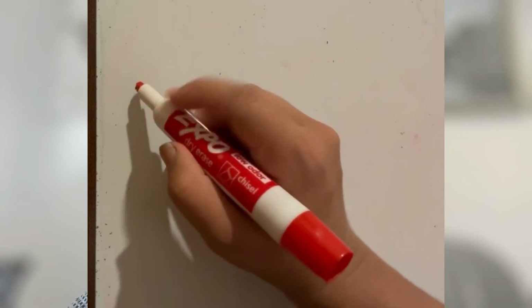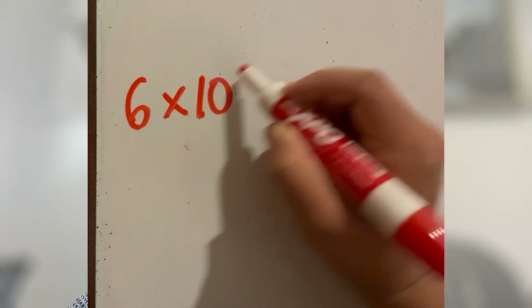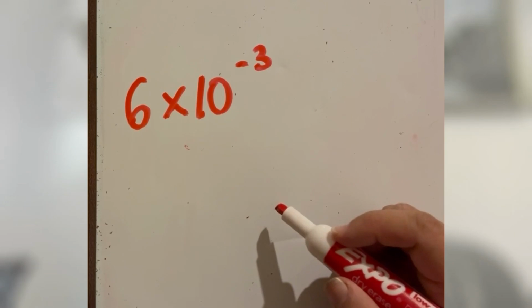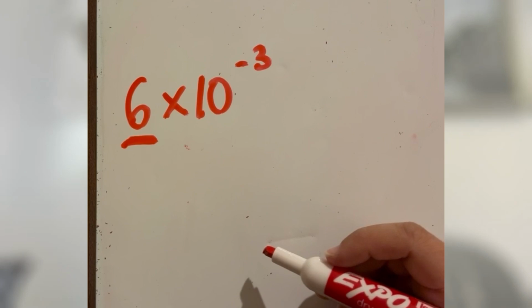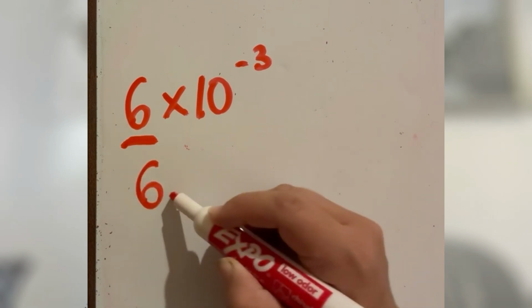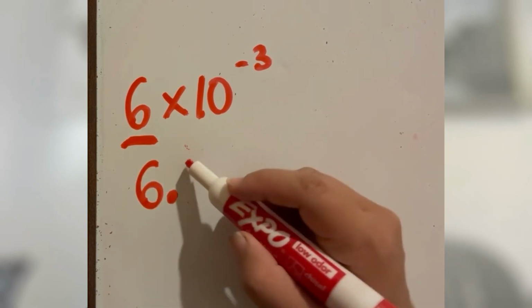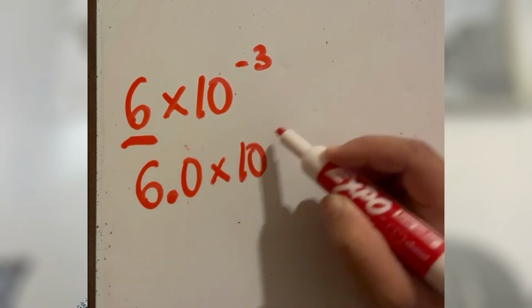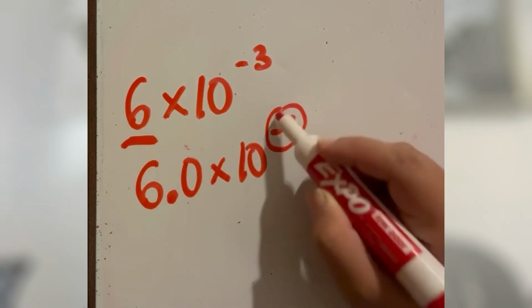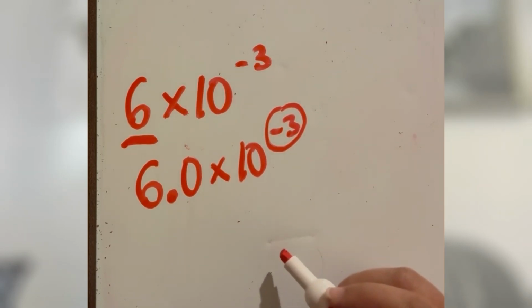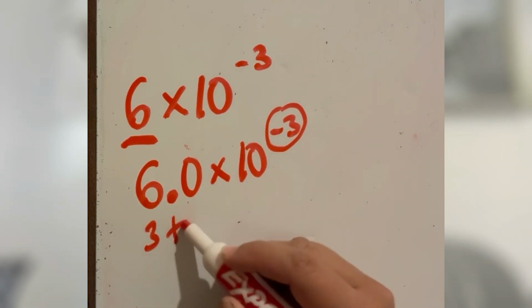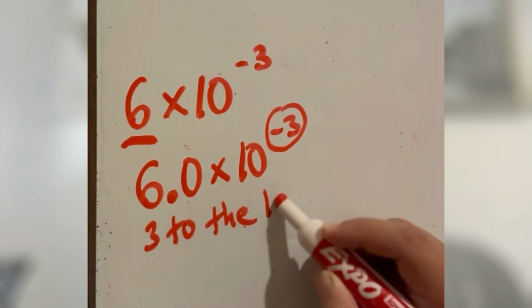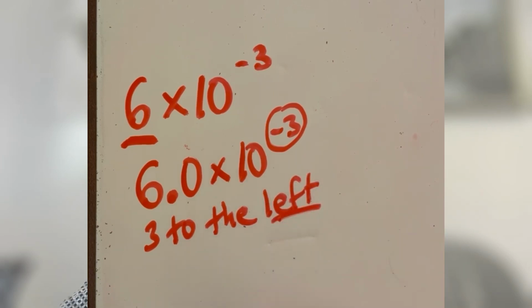All right, here's our next example. We have 6 times 10 to the negative 3rd power. So again, we see a whole number here. Well, a whole number does have a decimal point, comes right after the whole number. So we can write this as 6.0 times 10 to the negative 3rd. Again, we have a base of 10, and we have a power of negative 3. So we're going to move our decimal 3 times, but the negative tells us we're going to move it to the left. So finding our decimal point, moving it 3 to the left.